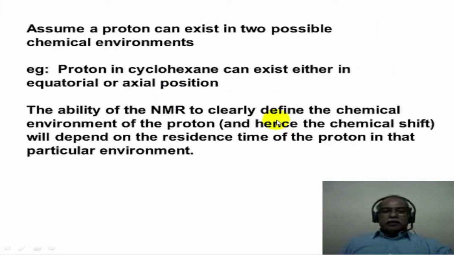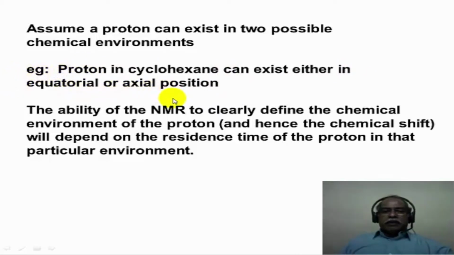Now let us look at the basic principle behind the study of variable temperature NMR spectroscopy for the dynamic processes of molecules. Now assume the proton can exist in two possible chemical environments. The example that I would like to cite here is the proton in cyclohexane, which can exist either in the equatorial position or in the axial position. The equatorial position and the axial positions are distinctly different chemical environments as we have seen earlier. So if NMR can, for example, distinguish whether a proton exists in the axial position or in the equatorial position, that will be very valuable information in terms of studying the stereochemistry of cyclohexane kind of molecules.